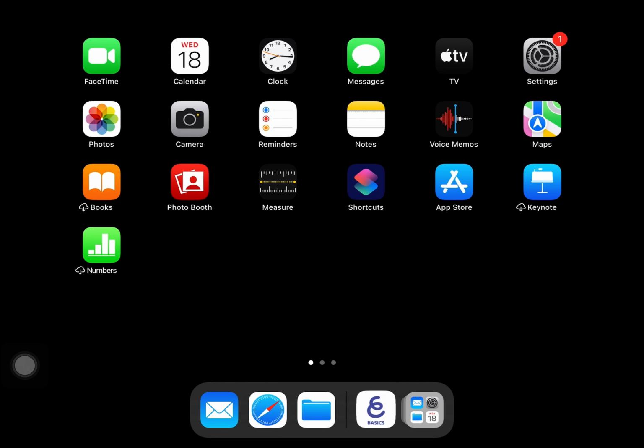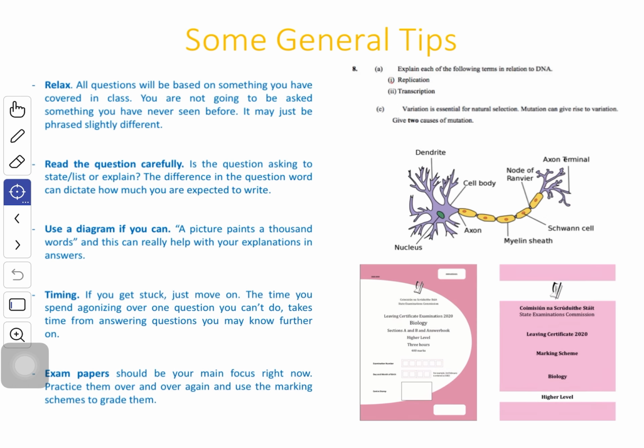Don't forget the tips that we have while you're preparing for the exam. So I'll just flick back to them here. So relax, read the questions carefully, use diagrams if you can, just be mindful of your timing, and make sure at this point you're using exam papers to prepare for the exam. So the best of luck in your preparations over the next couple of weeks. You'll do absolutely fine, I'm sure of it.